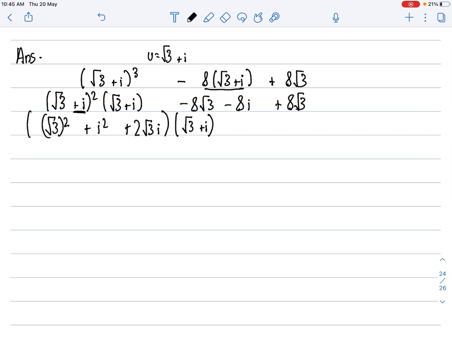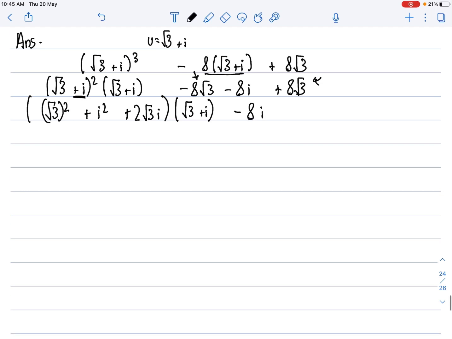Okay, now if you see minus 8 root 3 and 8 root 3 is getting cancelled, which is 0, so I get minus 8i only. Now I need to know that i is root of minus 1. So i squared will basically be minus 1, correct? Because root minus 1 into root minus 1, correct? So now I can basically write this as 3.